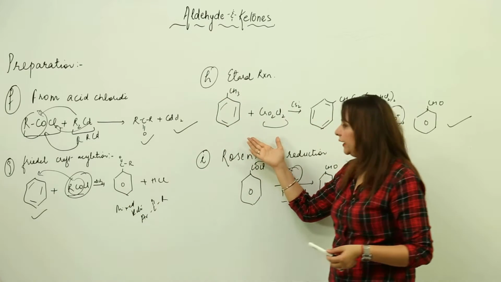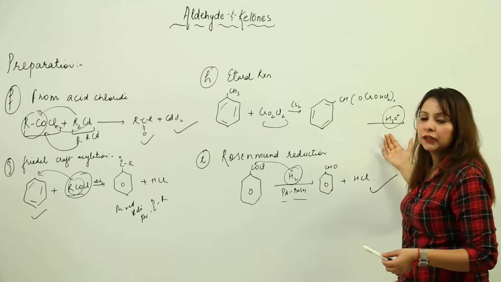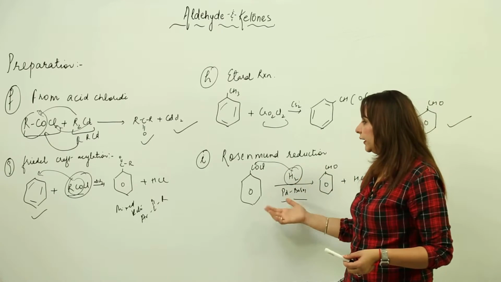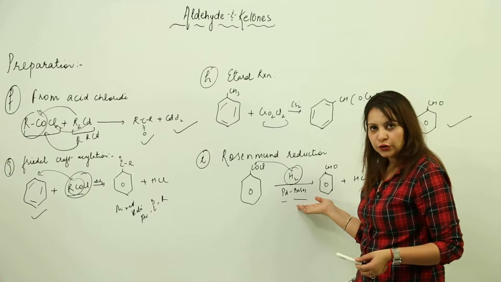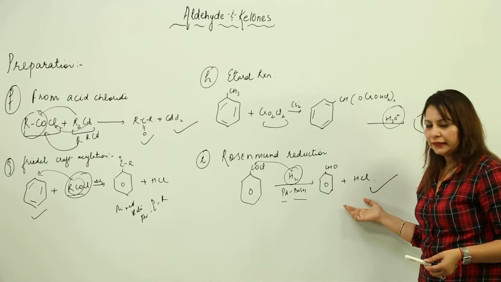And third, toluene, we are going to react with chromyl chloride, we get an intermediate which finally on treating with hydronium ion turns into a benzaldehyde. And Rosenmund reduction, again we have the benzoyl chloride, we are going to carry out the reduction in presence of palladium BaSO4 and it is going to convert into an aldehyde, right.